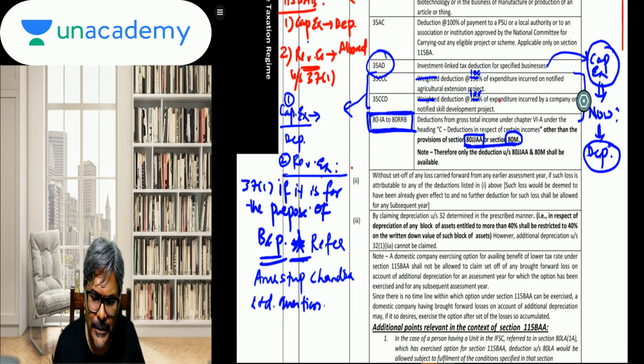Now, profit linked deductions, students. 80-IA to 80-RRB, students, that is out of the game. What about 80-GGA? Just now I told you 80-GGA is allowed, and 80-G, those are something the company can take as deduction. In fact, this is such an important thing.